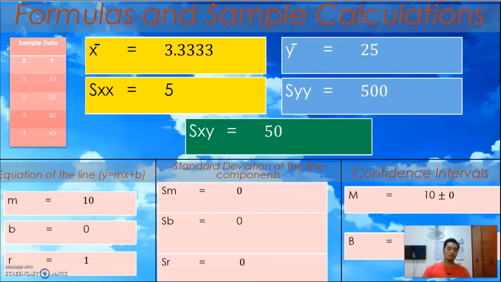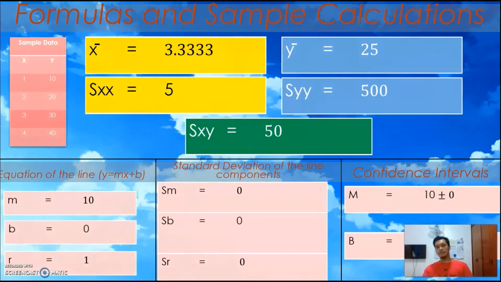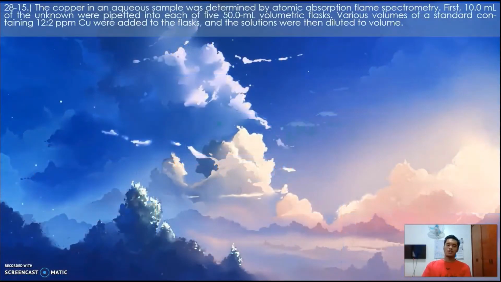We only have one question for today, but it's a very, very long question, and I'll be discussing it in detail with you all today. So we'll have the first question. Chapter 28, number 15. The copper in an aqueous sample was determined by atomic absorption flame spectrometry. First, 10 milliliters of the unknown were pipetted into each of five 50 mL volumetric flasks.